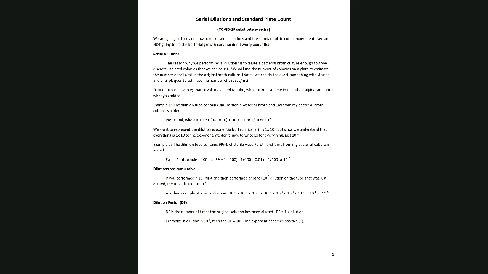So far so good. Part divided by the whole. The volume you add divided by the total volume now in that tube. That's pretty straightforward, yes? Add 1 ml into 9, that's a 1 to 10 dilution, or 0.1, or 10 to the negative 1, yes?